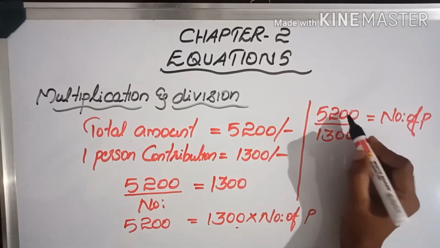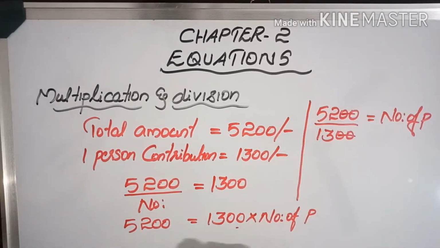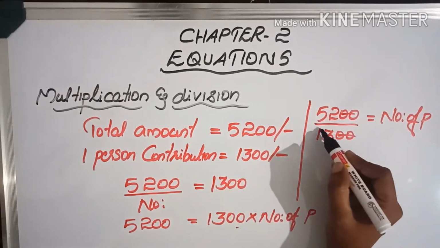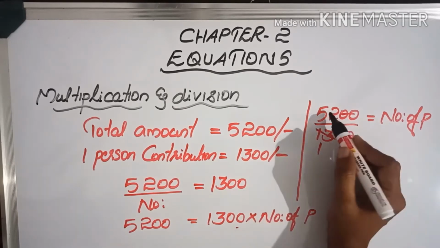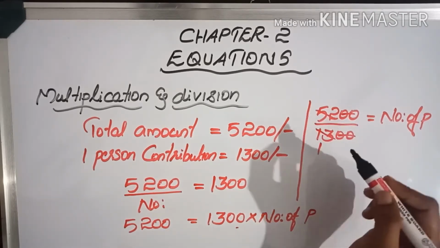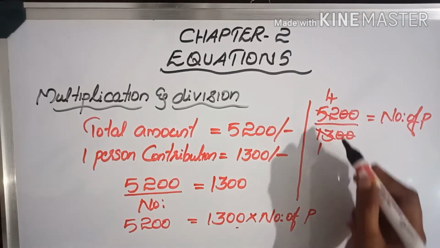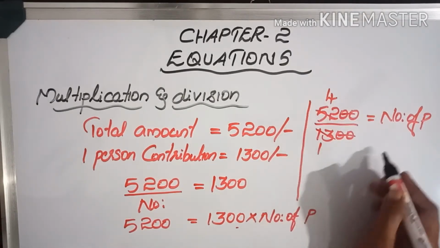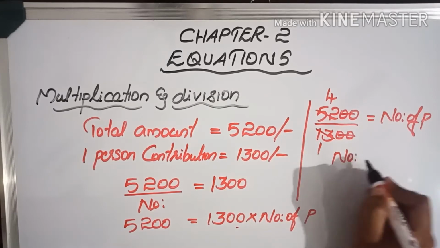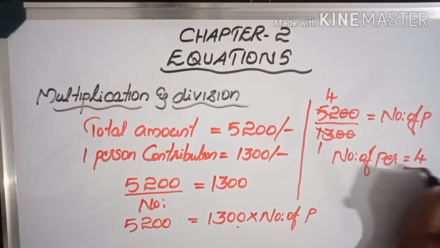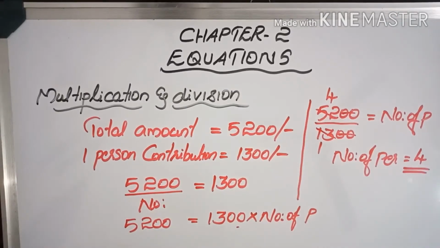Now let's divide this. These two zeros we can cancel. Now 52 divided by 13. In 52, when you divide by 13, you will get four 13s. 4 into 13 is 52, so 4 is the answer. That means the number of persons in that trip is 4. 4 persons were there in that particular trip.